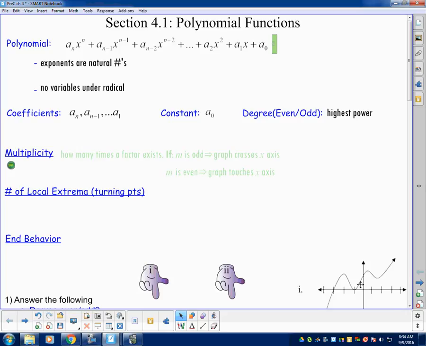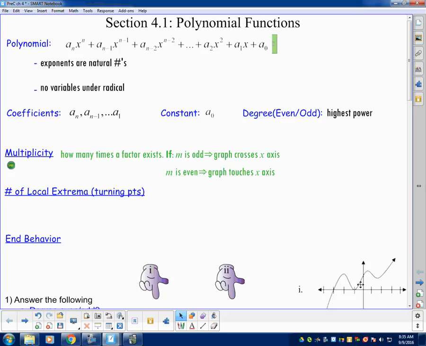We should talk about multiplicity as well. It's how many times a factor exists. I have an example on Geometer's Sketchpad to show you what I mean. So if you have something like a quadratic that's a perfect square, like x minus 2 squared, that means we have a factor of x minus 2 with an even multiplicity, a multiplicity of 2. That means the parabola just touches the x-axis. You've seen that before, but we're going to apply that to higher degree polynomials.